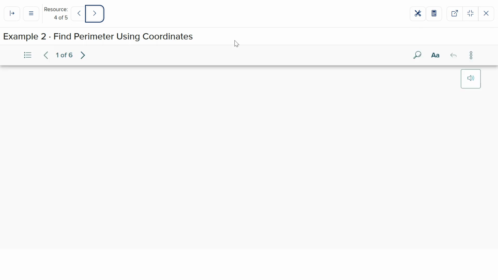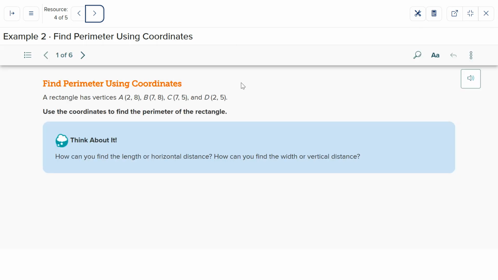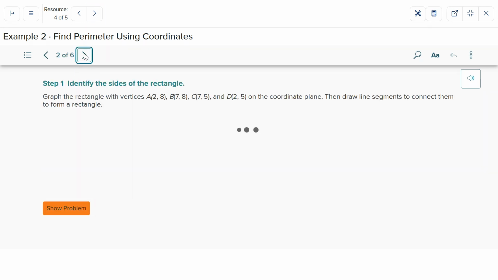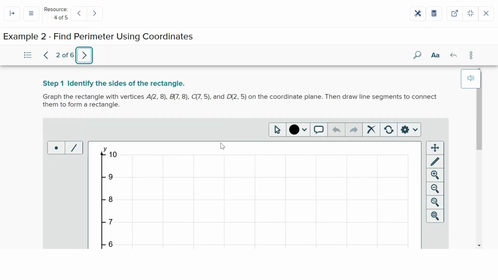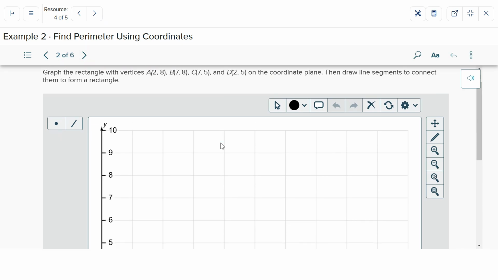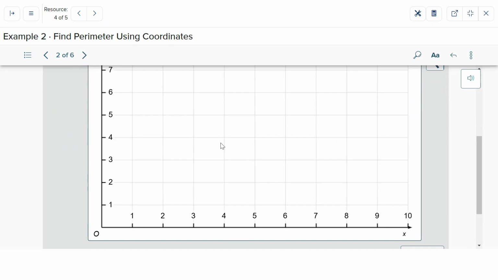Find the perimeter using the coordinates. So a rectangle has vertices A (2, 8), B (7, 8), C (7, 5), and D (2, 5). Use the coordinates to find the perimeter of the rectangle. So the first thing you would have to do would be to graph the actual rectangle. So we can use these points, A at 2, 8.